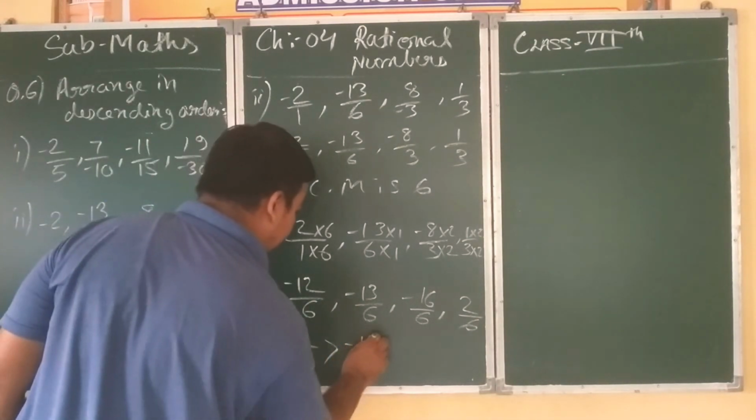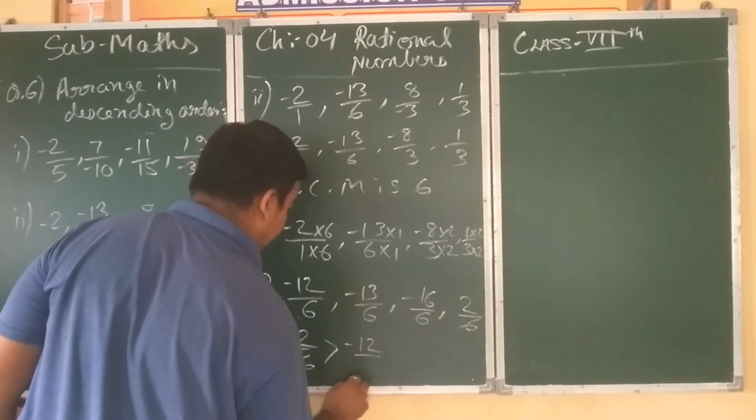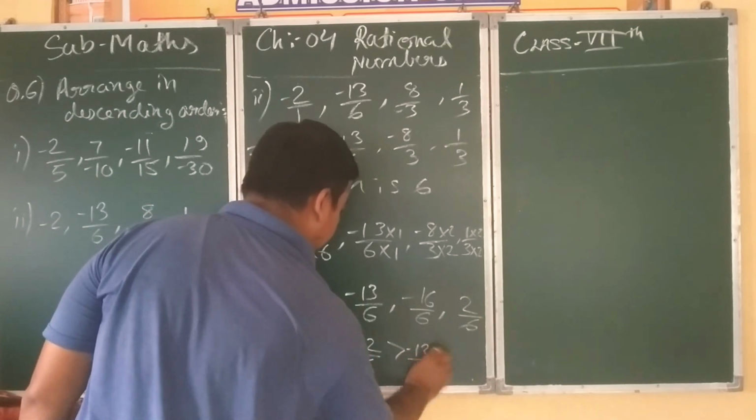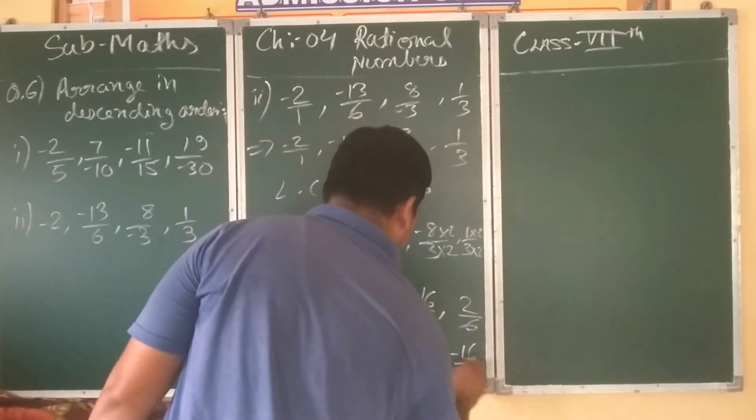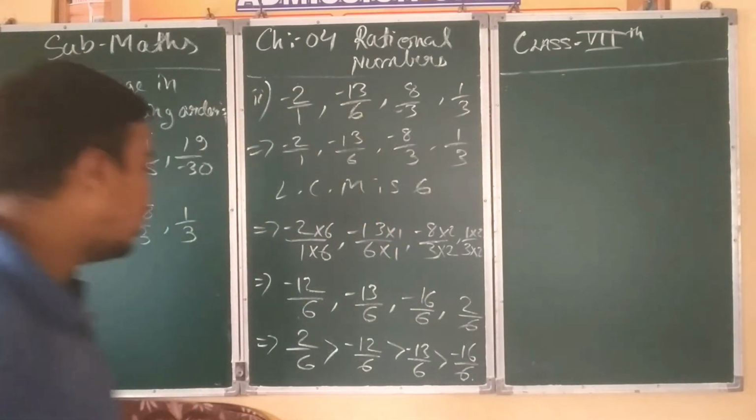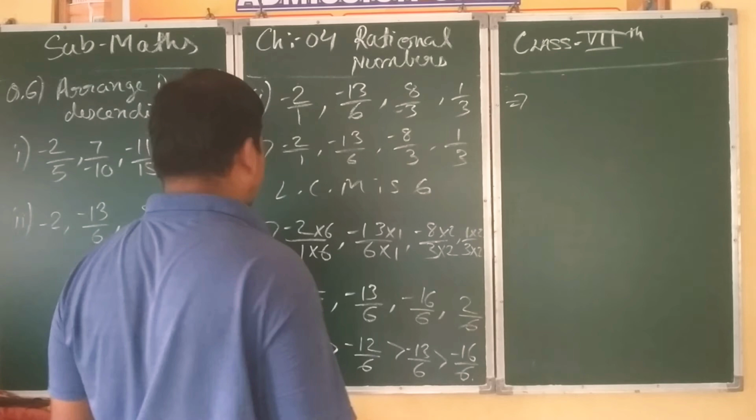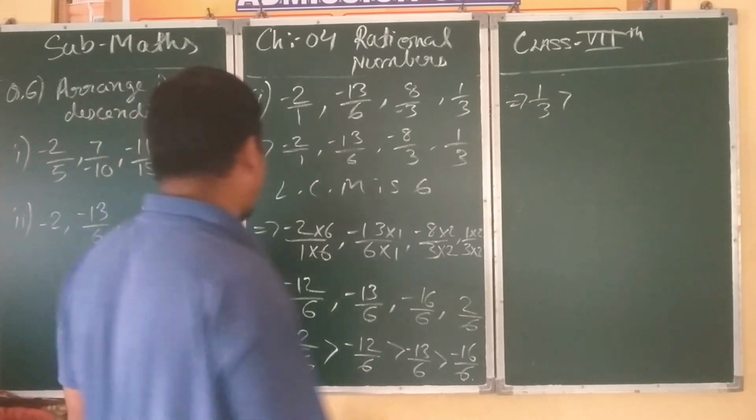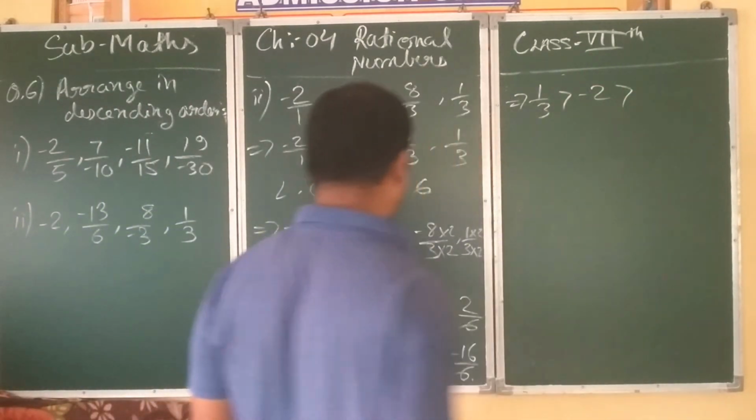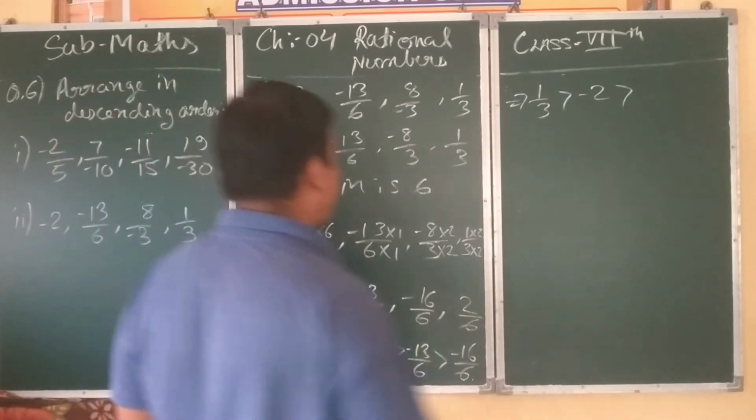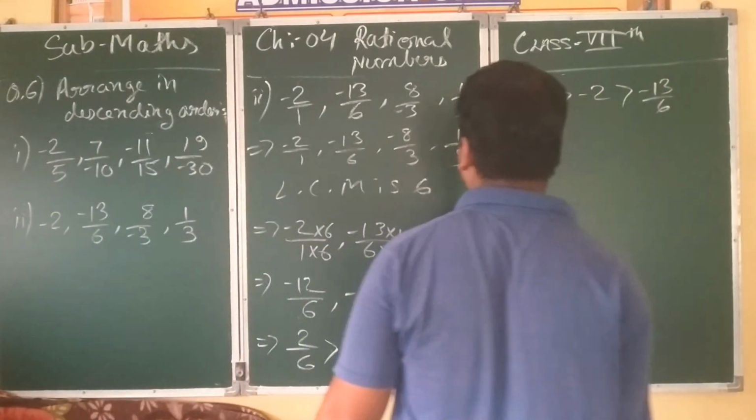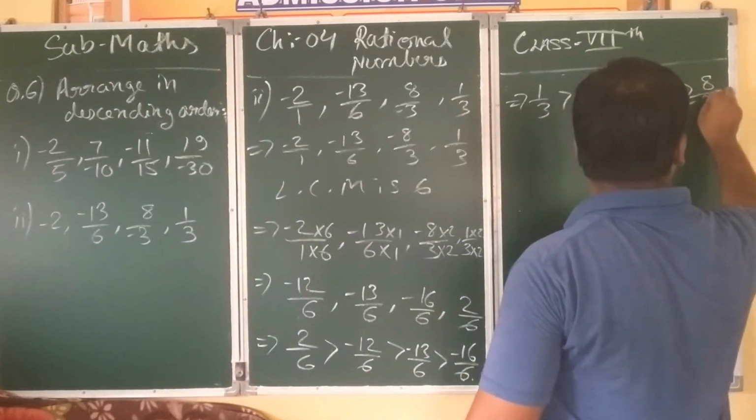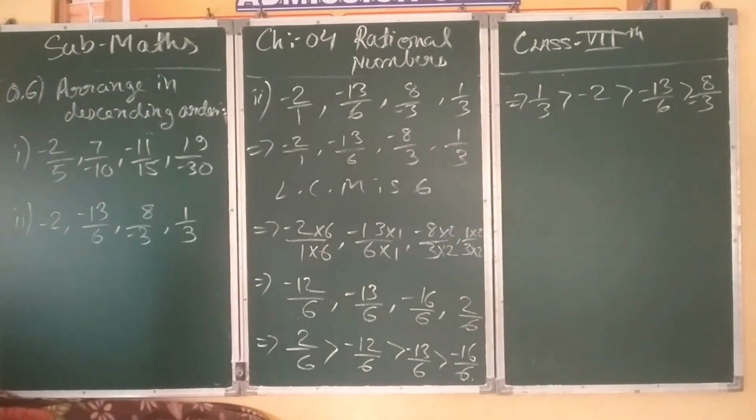Then minus 12 by 6. Then minus 13 by 6. Then minus 16 by 6. Then according to the question, 2 by 6 means 1 by 3. Minus 12 by 6 is minus 2 by 1. And minus 13 by 6 is as it is. Then it is 8 by minus 3. Okay, please copy this.